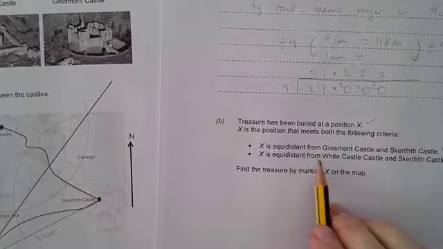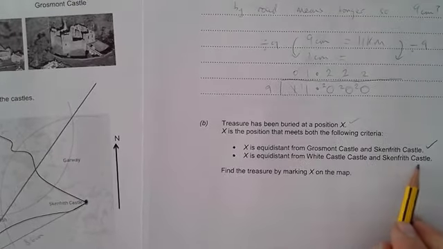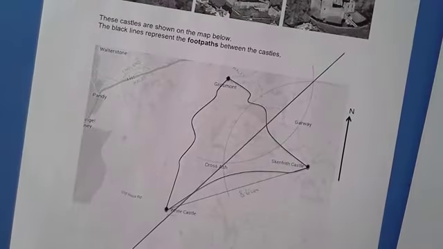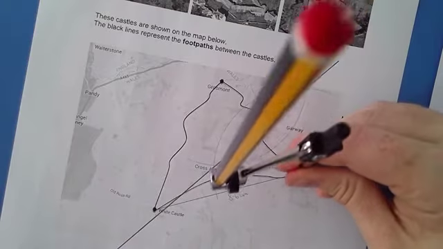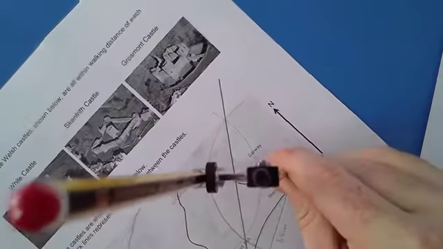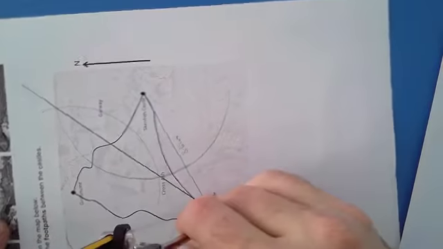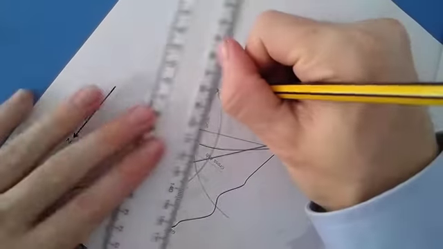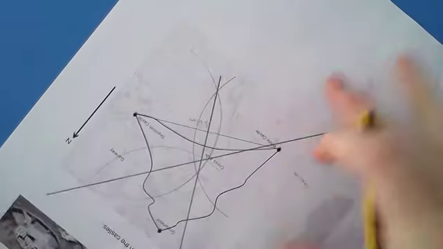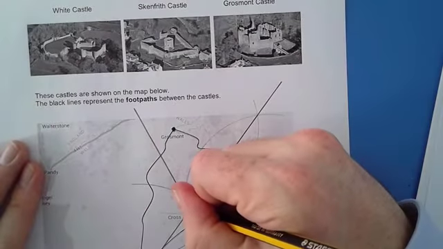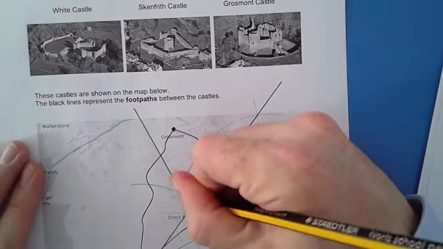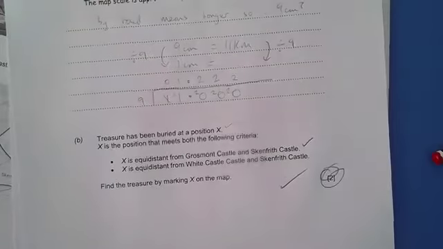It then says it's also equidistant from White Castle and the first castle as well. So I need to do exactly the same method between those two castles. So where my green line is on my drawing here, I need to bisect that as well. So again, there. And there. Luckily they cross again. If they didn't, I'd just have to make my compass bigger. So where they cross there and there, it's the bold line. So where these two bold lines cross, that must be the position of the treasure. That must be where X is. Okay? So there we go. I've done that. 2 marks there. 2 marks there.